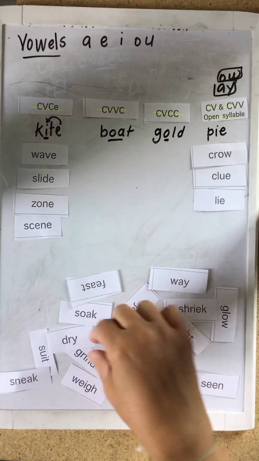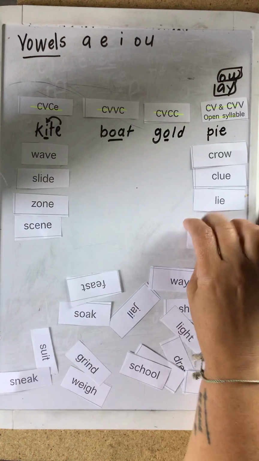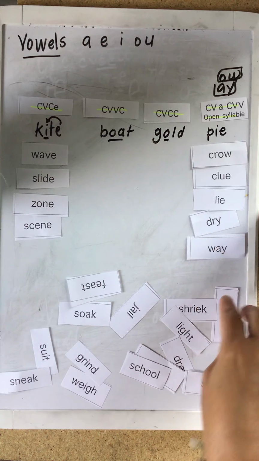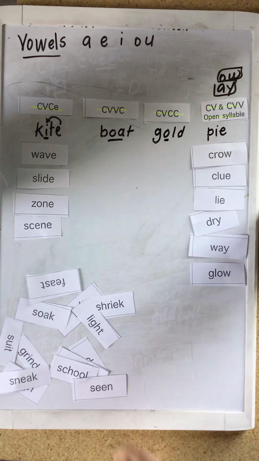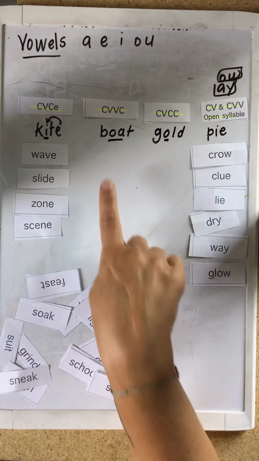Lie. Ooh, dry, I hear a vowel at the end. Way, I hear a vowel at the end. And glow, I hear a vowel at the end. There might be more in here. I guess I'll come back.